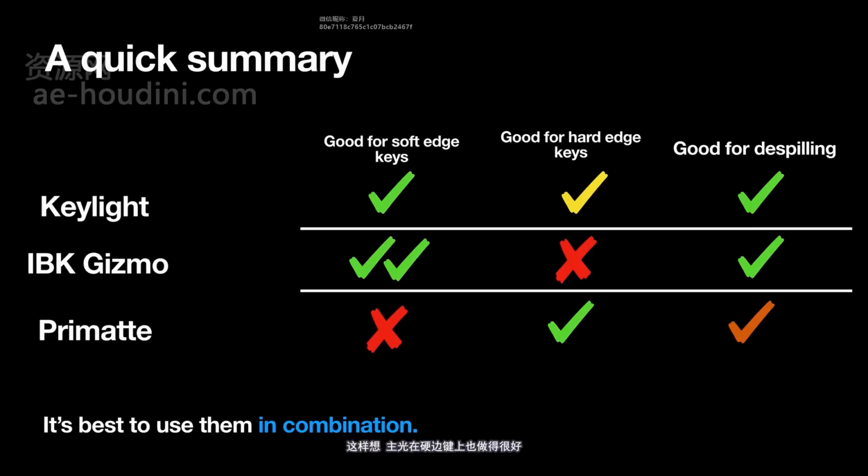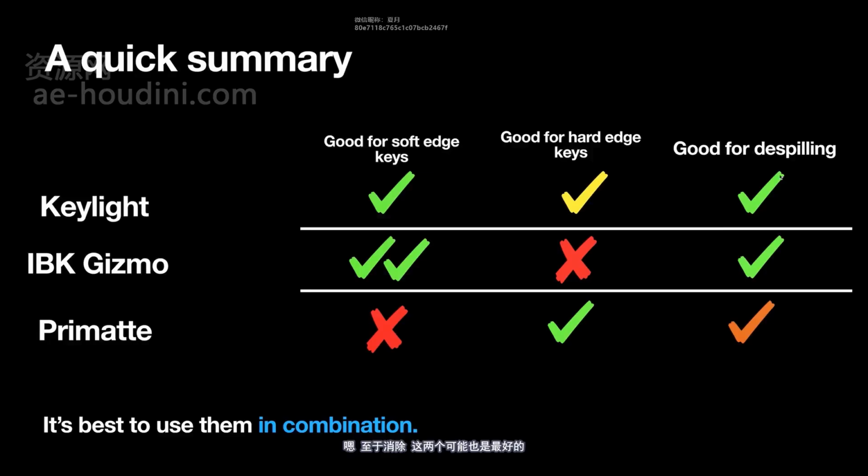The Keylight also does a decent job at hard edge keys. Sometimes you can do different things. You could probably actually use the IBK for some hard keys as well if you do some adjustments to it. But usually, I would go with a Primeadd or a Keylight if you really want just a solid key with no holes in it.